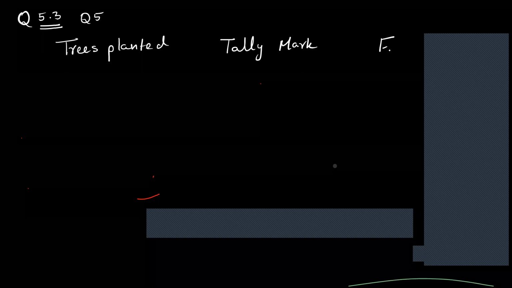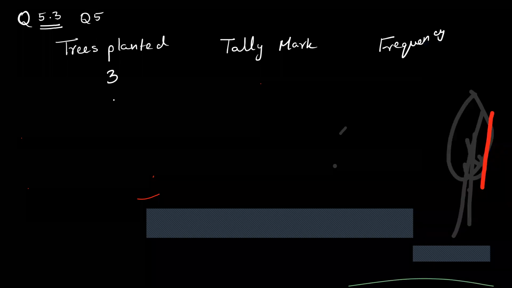And the third is frequency. Okay, fine. Yes, let's restart the sum. Tanish, can you tell me what is the lowest value of this sum? 3. And what is the highest value? 7. So we'll write 3, 4, 5, 6, 7.